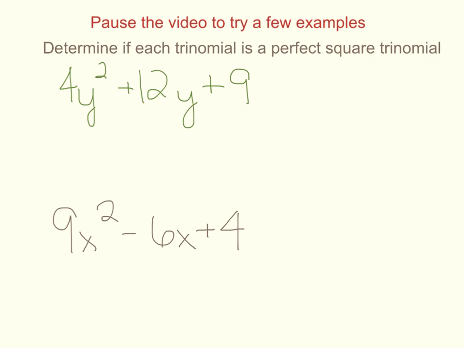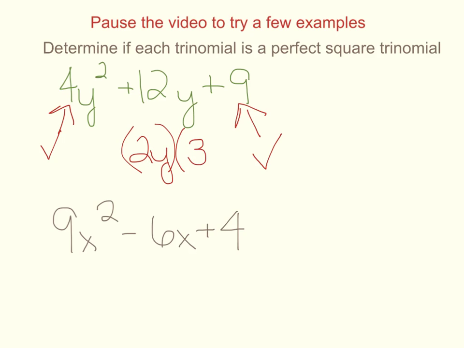For example number 1, we have 4y squared plus 12y plus 9. We first want to find out, is the first term a perfect square? It is. Is the last term a perfect square? It is. Now you have to determine, is the middle term 2 times the square root of each? The square root of 4y squared would be 2y, and the square root of 9 would be 3. 3 times 2y would be 6y, times 2 would be 12y. So we would say that yes, this is factorable.